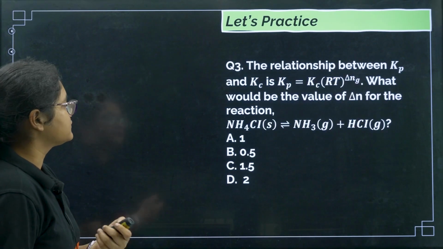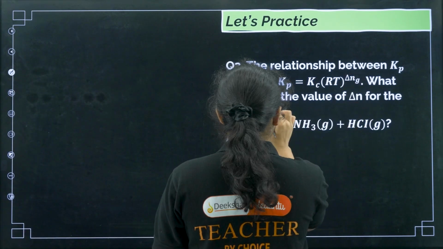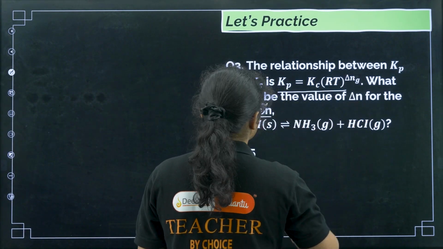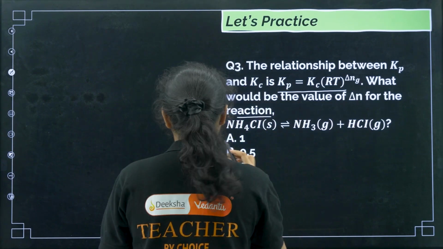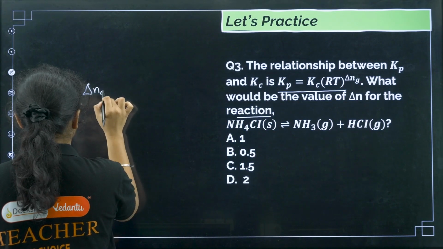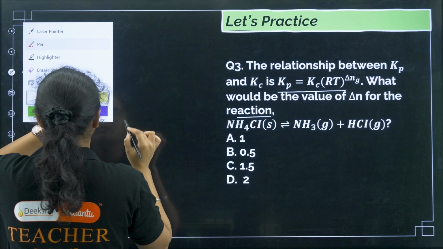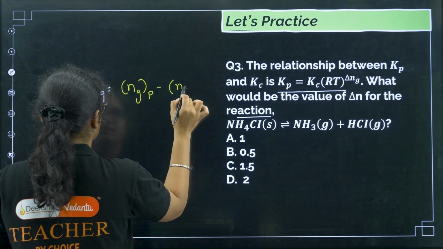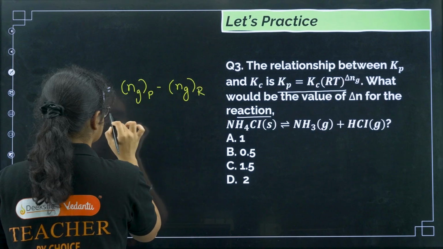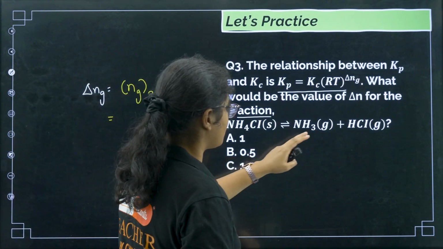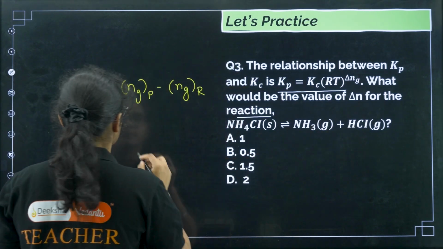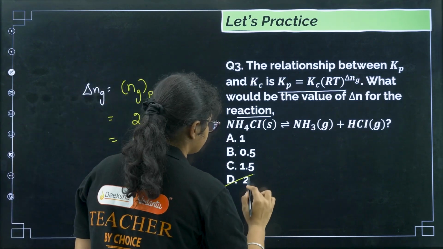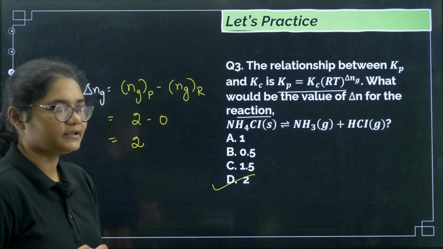Okay, next question number 3. The relationship between Kp and Kc is given to you. What would be the value of delta N for the reaction? So delta N g, how to calculate? Delta N g is equal to number of gaseous moles of products minus number of gaseous moles of reactants, right? So number of moles of products is 1 plus 1, 2, right? 2 minus 0, that will be equal to 2. So option number D is the correct answer here.